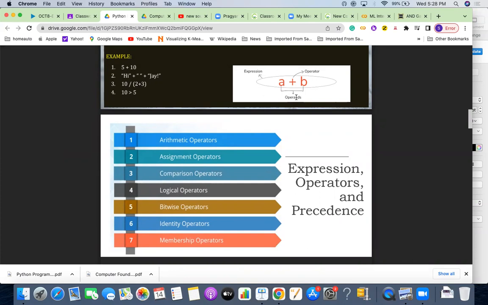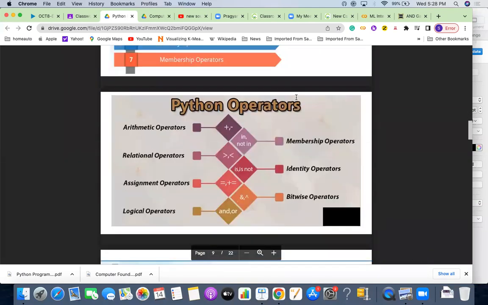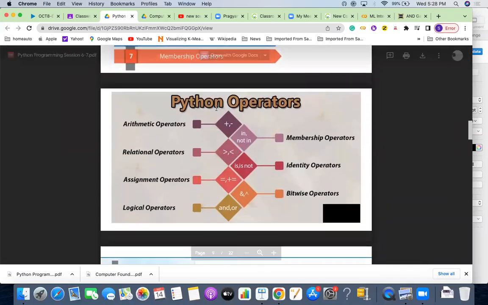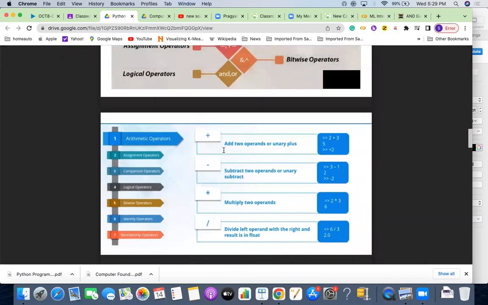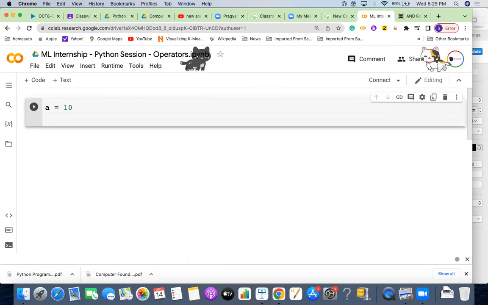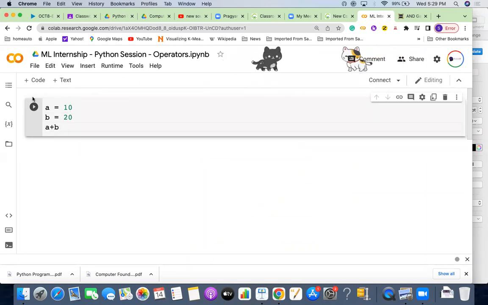Any questions here? Okay, so let us first start with the basic Python operators. First we'll look into arithmetic operators. One is addition. Let me show you: A is equal to 10, B is equal to something, and I'm trying to do A plus B. This is an arithmetic addition which I'm trying to do.